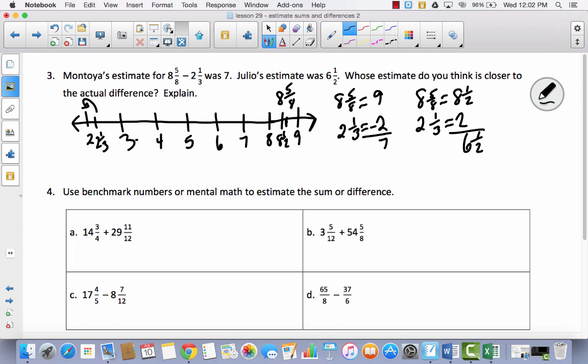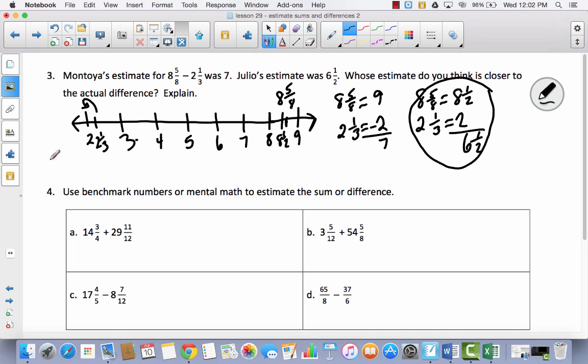but the question is, whose estimate do you think is closer to the actual difference? Well, let's look at 8 5/8. Is it closer to 8 1/2, or is it closer to 9? Well, it's closer to 8 1/2. So that means that this estimate would be more accurate. So the question is, whose estimate do you think is closer to the actual difference?